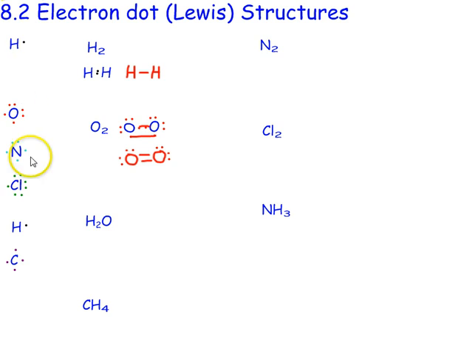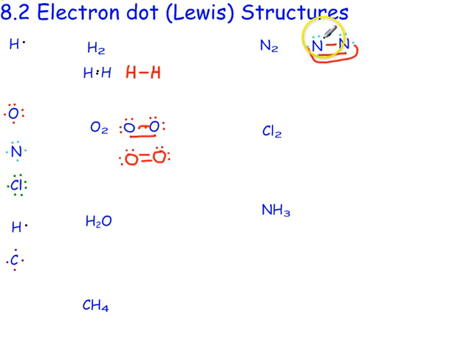If we take a look at N2, I'm going to bring over 2 electron dot structures for nitrogen. We can see here that nitrogen has 3 single electrons around each of the nitrogen atoms. So those 2 are going to bond, those 2 are going to bond, and a little bit tighter fit, those 2 are going to bond.